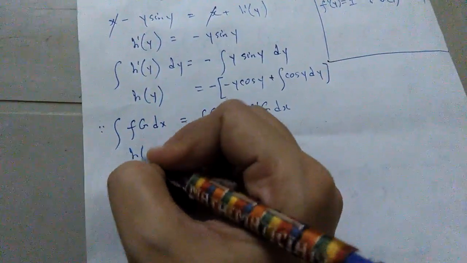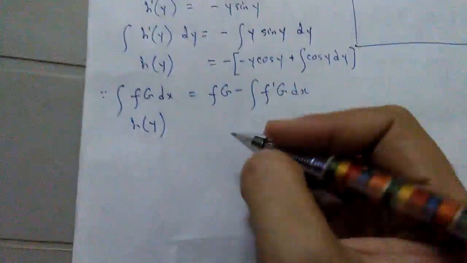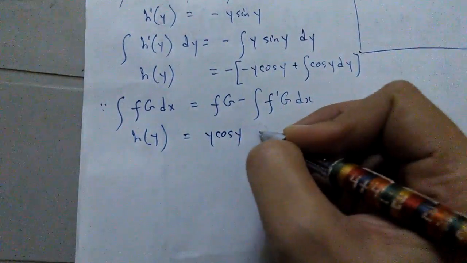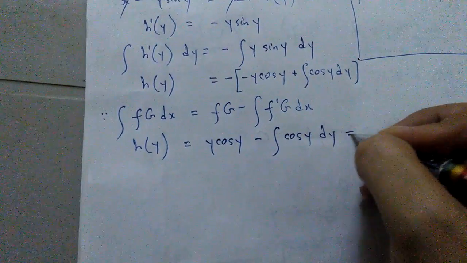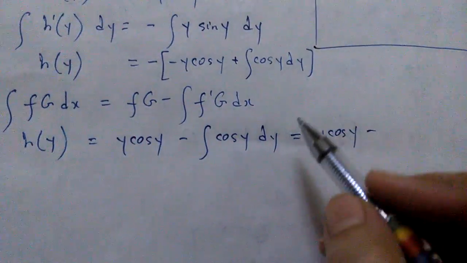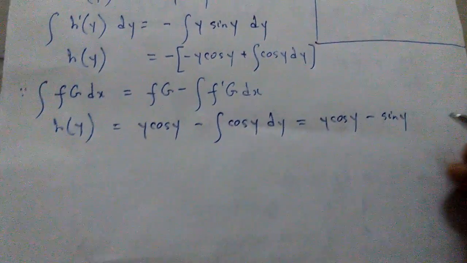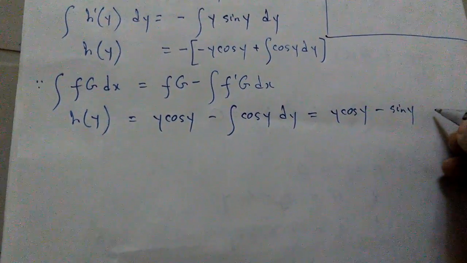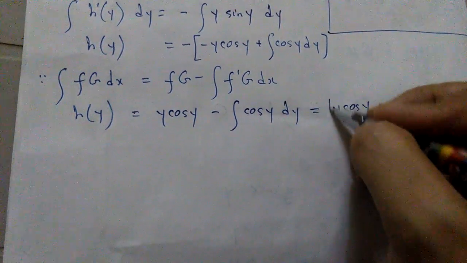And the integral of cos y is simply sine y, plus some constant, and I'm not writing the constant here. So this is your h of y.